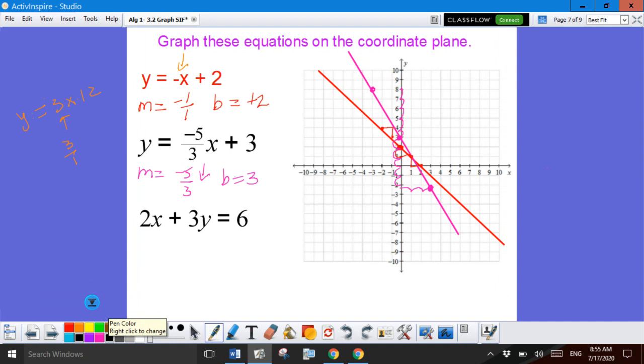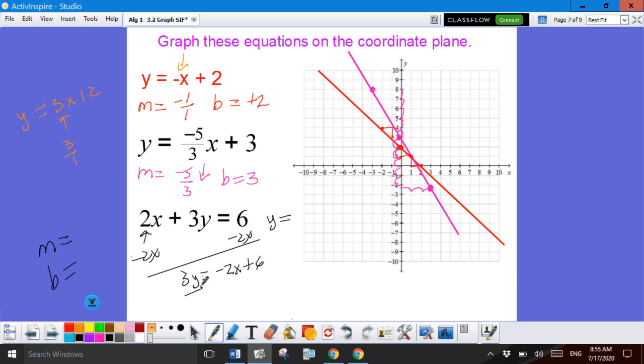Now, can you find your slope and your y-intercept from this form of the line? I cannot. So this one I need to get to y equals. So the first thing I'm going to do is move that 2x. So -2x. I have 3y equals -2x plus 6. Divide by 3. So y equals -2/3 x plus 2. Okay, -2/3 x plus 2.